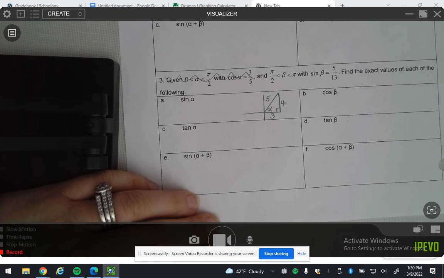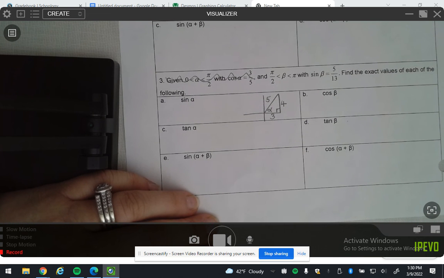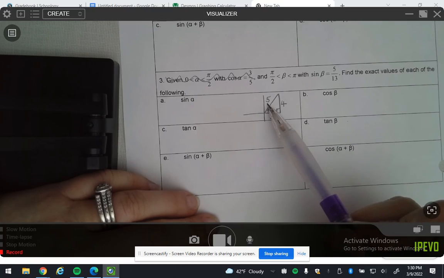A 3, 4, 5 triangle is a perfect triangle, or you could have done 25 minus 9, which is 16. Square root of 16 is 4. Pythagorean theorem: this side squared minus that side squared.